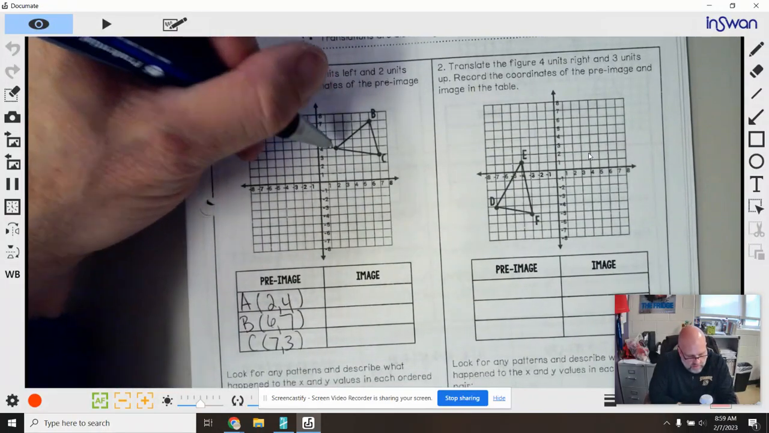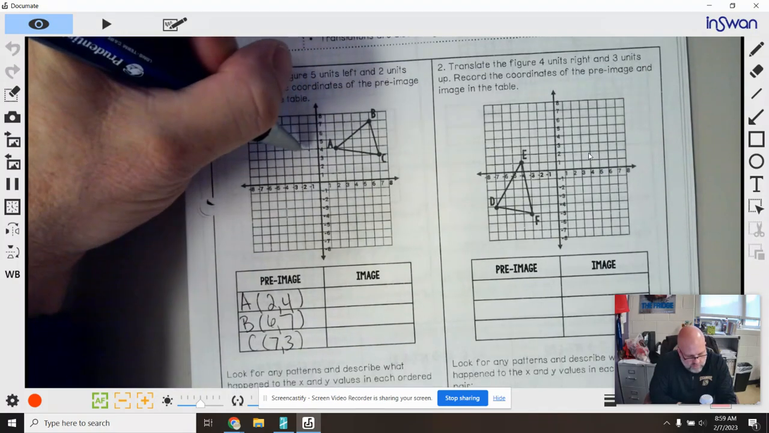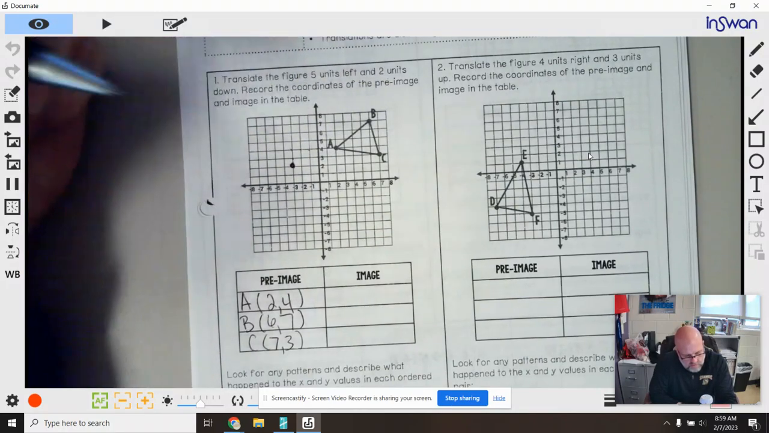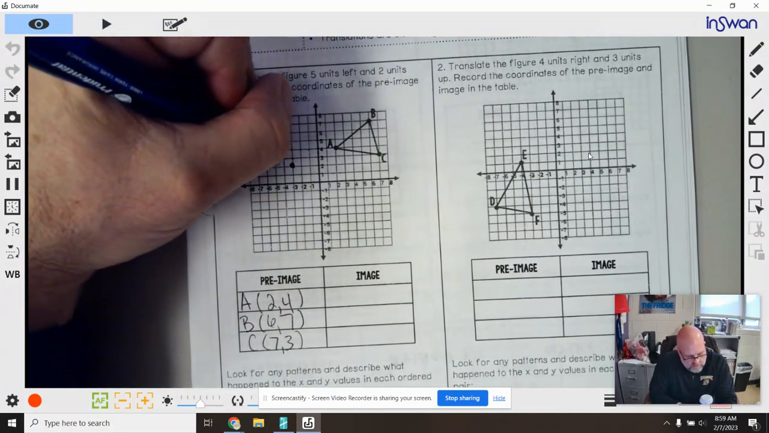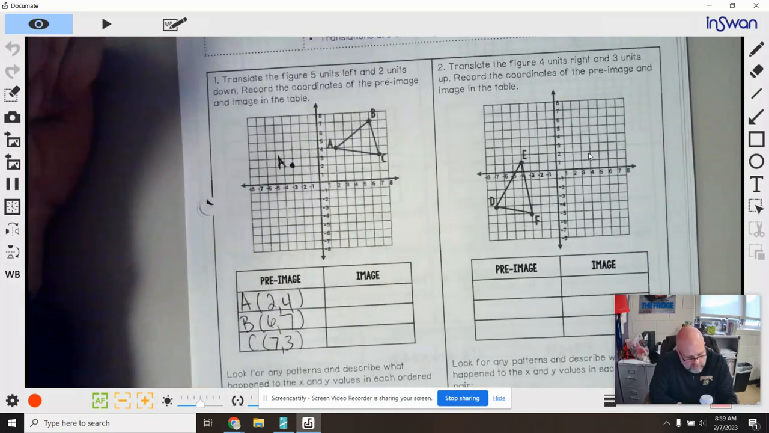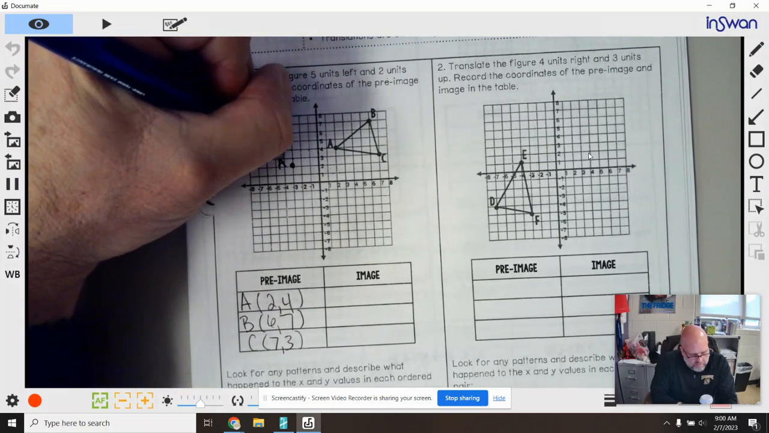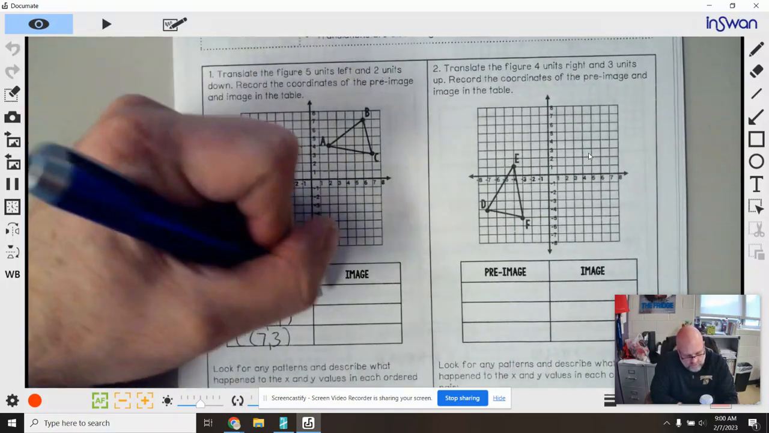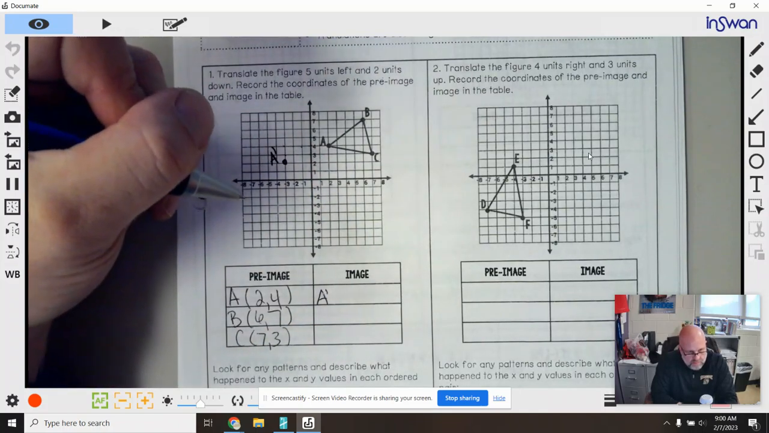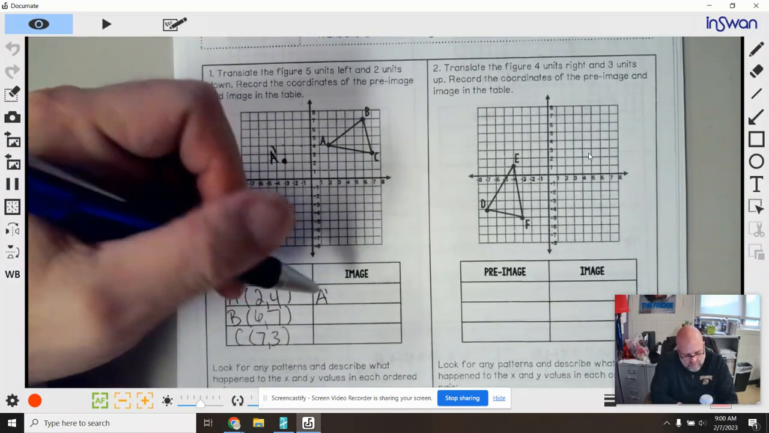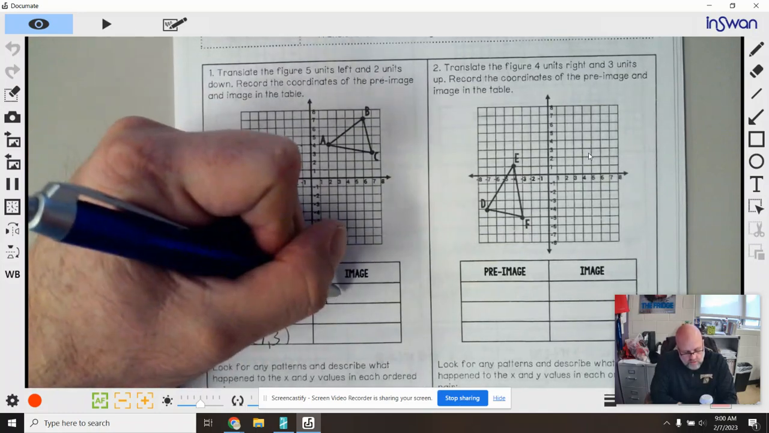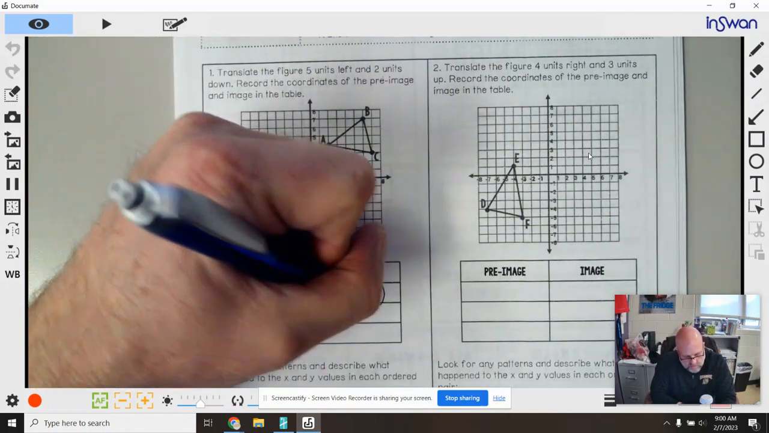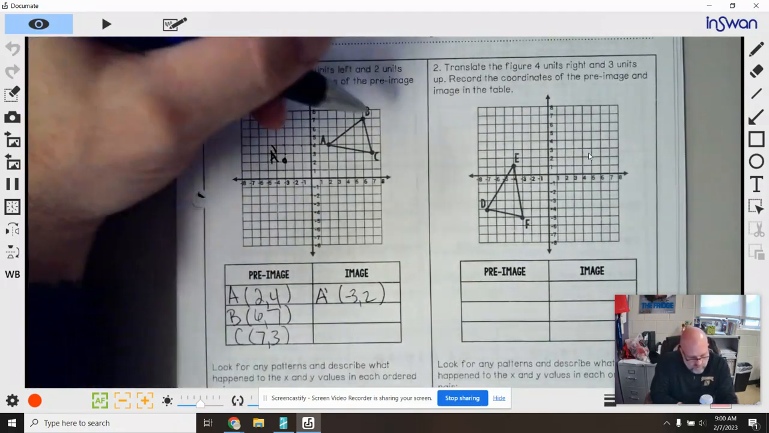So I need to take A and move it 1, 2, 3, 4, 5, and then 1, 2 down. So I went 5 to the left, 2 down, and this is my new A. I'm going to still label it with an A, but with a little apostrophe like that. That means this is the changed image, our new one. This is called a prime mark, so I would read it as A prime. And A prime means that's the new one. So what's the new point for A prime? It's at -3, 2.